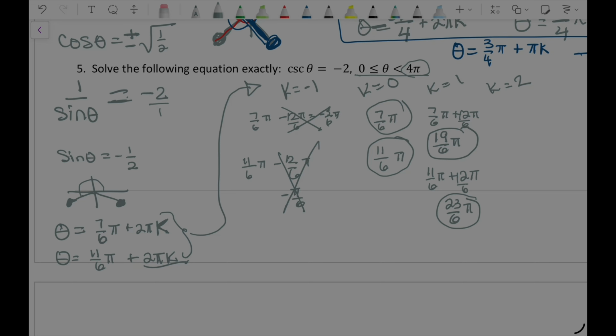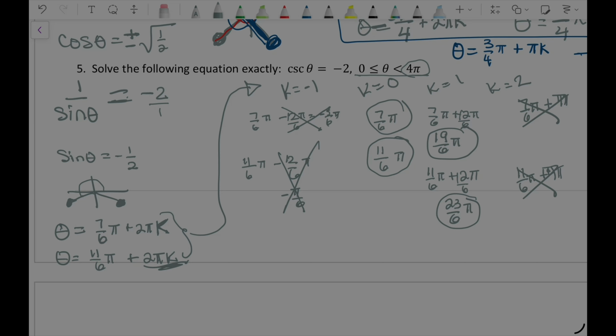But what if k was 2? So we would have 7/6 pi plus 4 pi. Well, I already can see that that's going to be greater than 4 pi. How about 11/6 pi plus, if k is a 2, 4 pi. I can already see that that one's bigger.